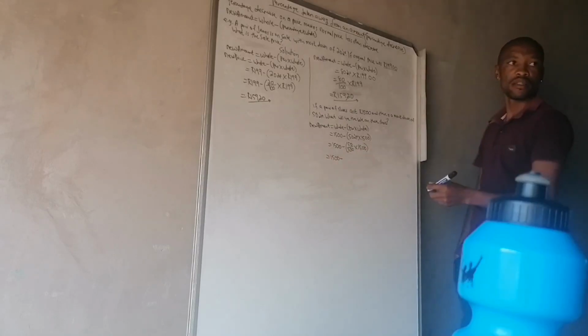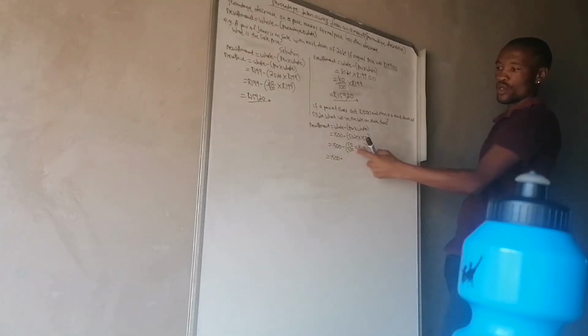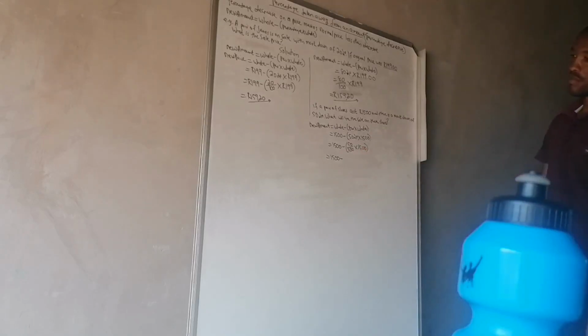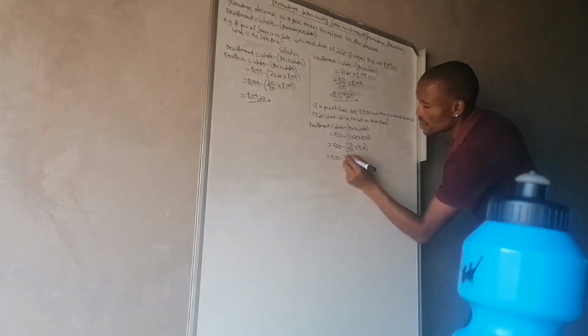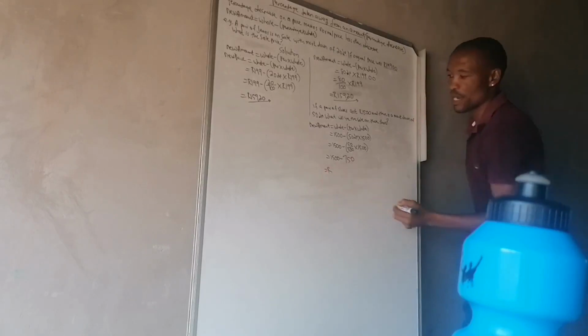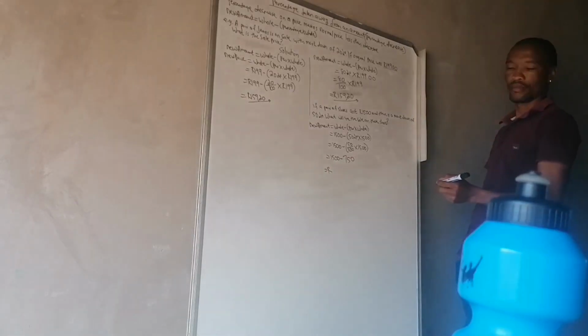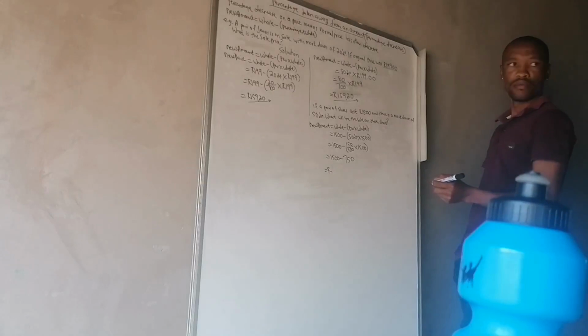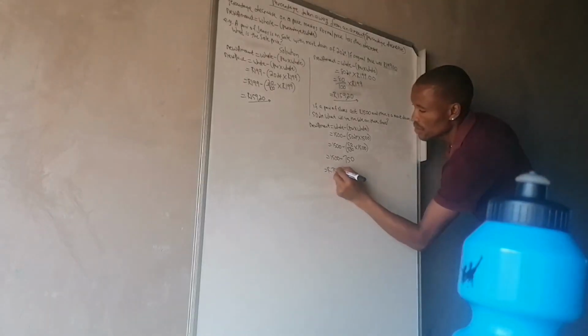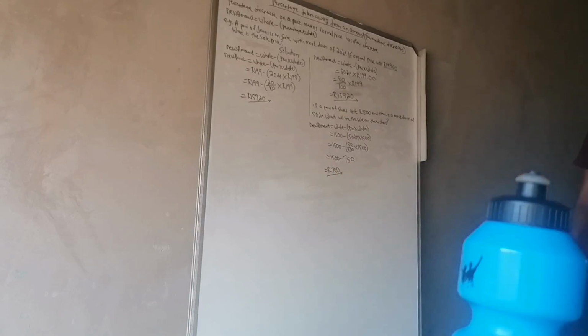Half of 1,500 is 750. So 50 over 100 multiplied by 1,500 is 750. Then 1,500 minus 750. So the new price of the shoes is 750.